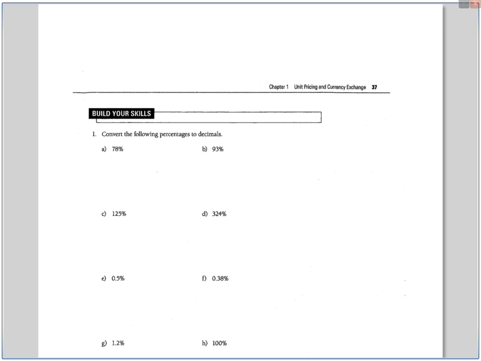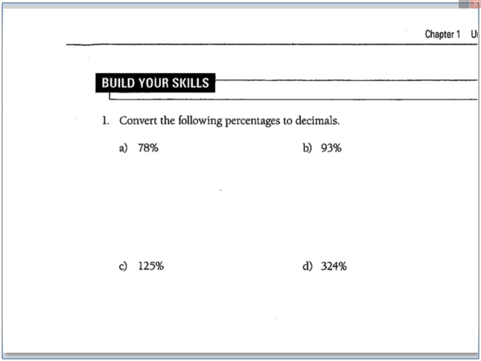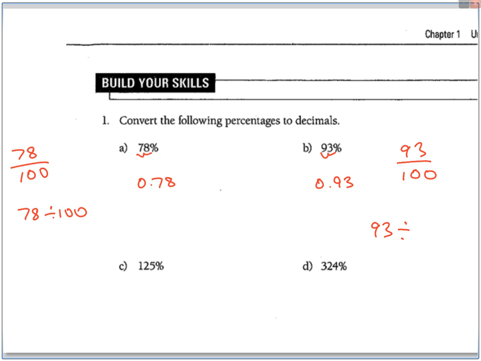Alright, so let's just use the shortcut. So 78, move the decimal twice, 0.78. 93, move the decimal twice, 0.93. Of course, the option is you can put this in your calculator, 78 divided by 100. This one would be 93 over 100. In the calculator, 93 divided by 100, and you'll get this decimal.